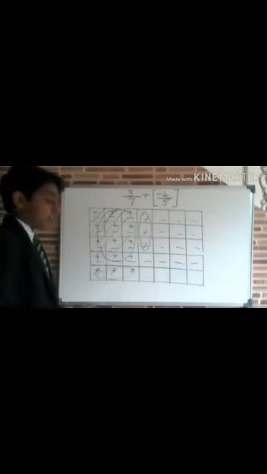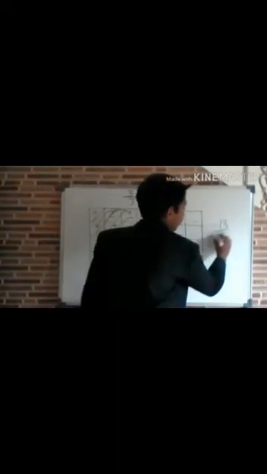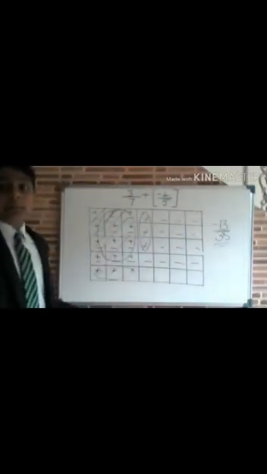The leftover minus signs, 1, 2, 3, 4, 5, 6, 7, 8, 9, 10, 11, 12, 13. So the answer is minus 13 by 7 5s are 35. And the answer is minus 13 by 35.